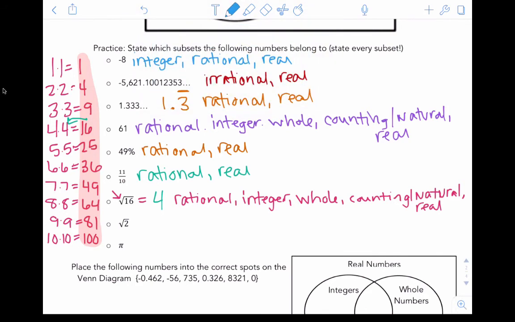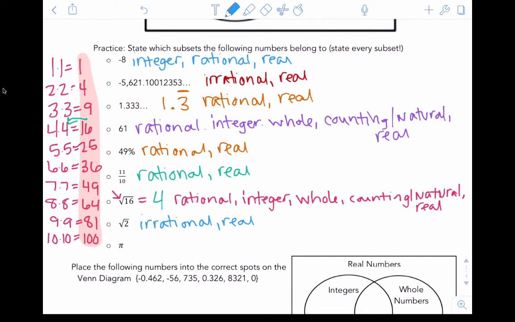All right, next I have square root of 2. So I have to look at this number under the square root, which is 2, and I have to think to myself, is 2 in that highlighted list? No, it's not, so that automatically tells me that this is going to be irrational. And then it is still a real number, even though it's irrational.